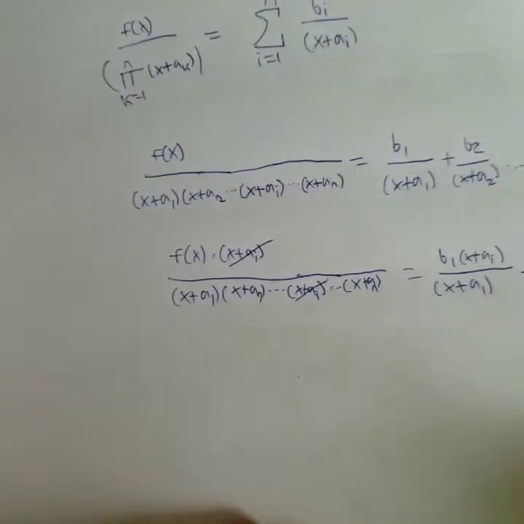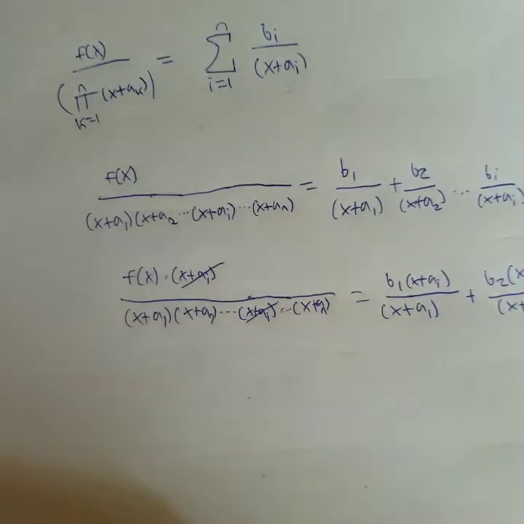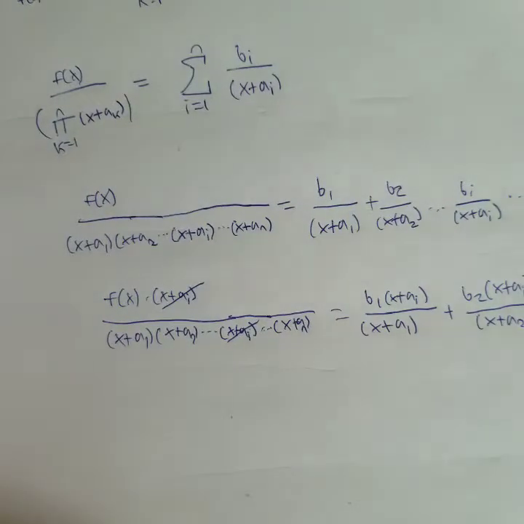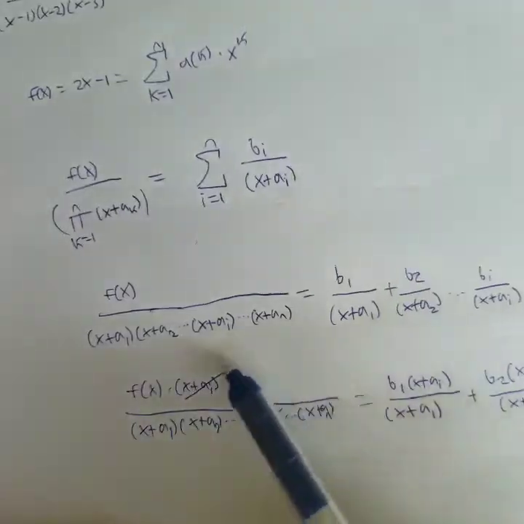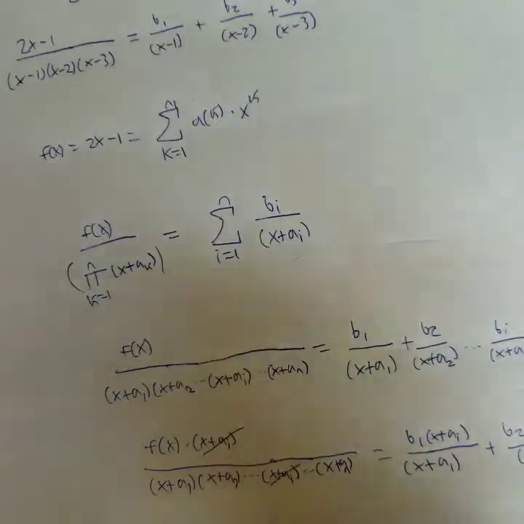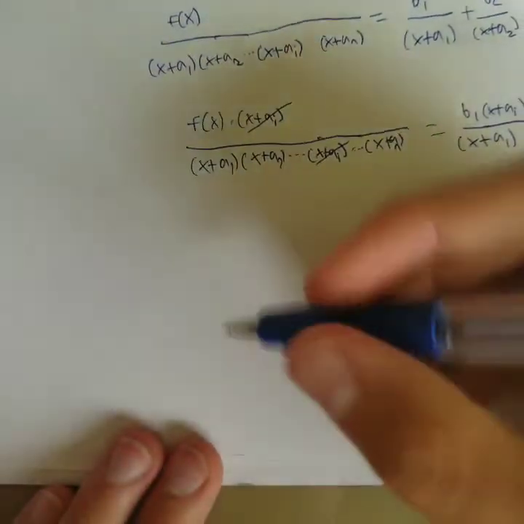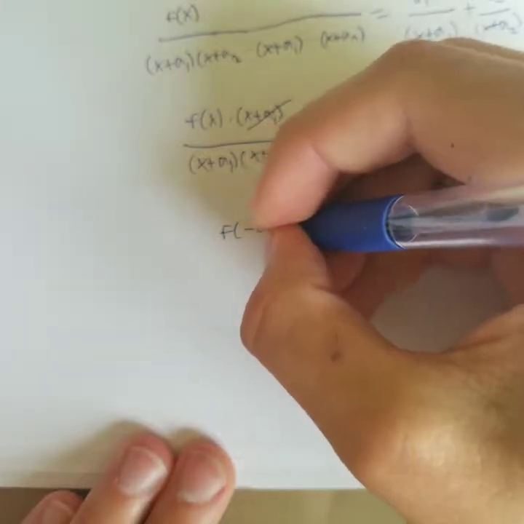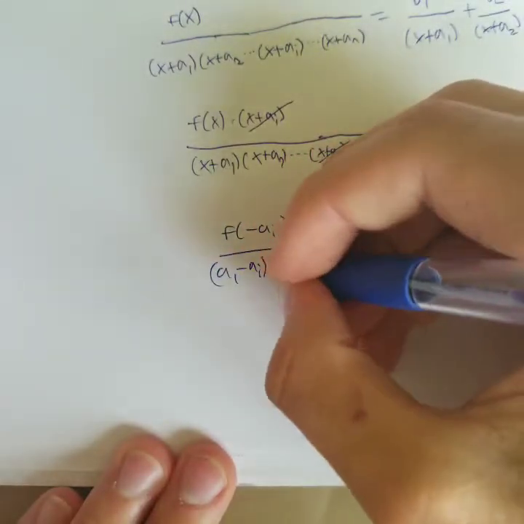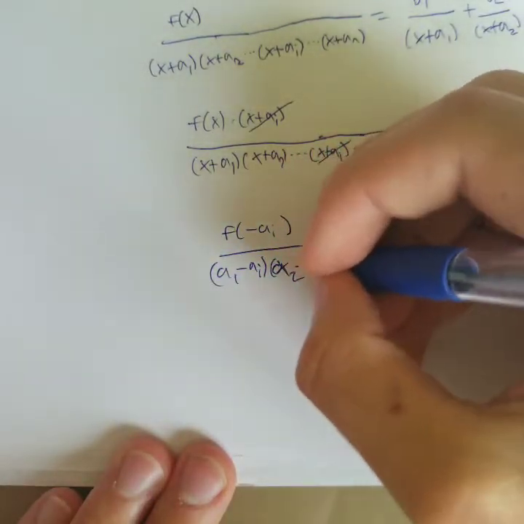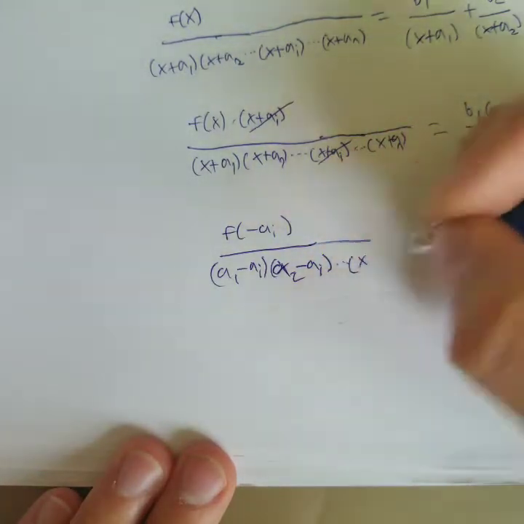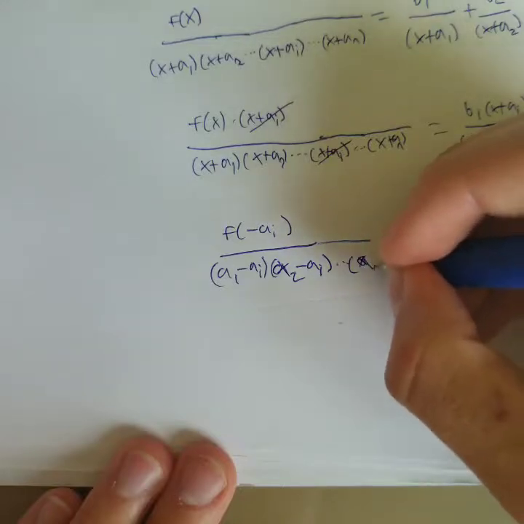Suppose we plug in negative a i into all these x's here. It shall still satisfy the equality, since we already made the assumption that there must exist some real numbers b i that make this equality true. So you get f of negative a i over a1 minus a i, a2 minus a i, all the way up to a n minus a i.